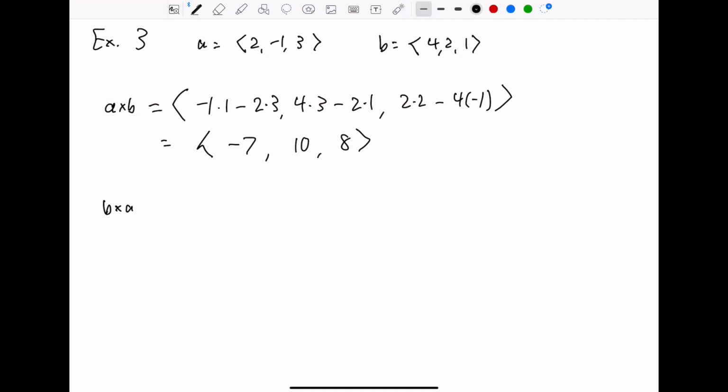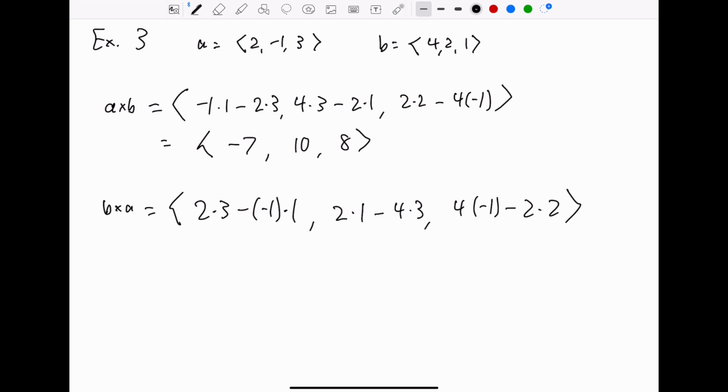Let's contrast that to B cross A. For B cross A, we have 2 times 3 minus -1 times 1. That's the first component. For the second component, we have 2 times 1 minus 4 times 3. Then finally, in the last component, we have 4 times -1 minus 2 times 2. And now we simplify. 2 times 3 is 6 minus a -1. 6 plus 1 is 7. 2 minus 12, that's -10. And then -4 minus 4 would be -8.